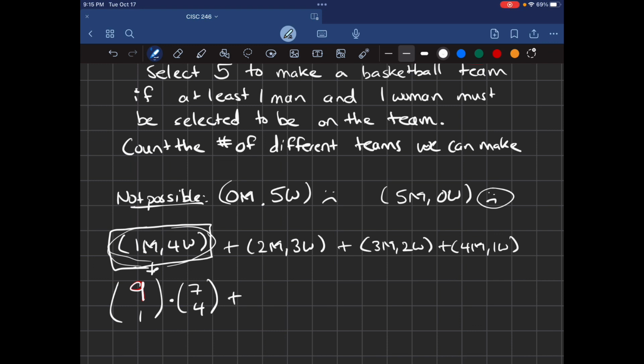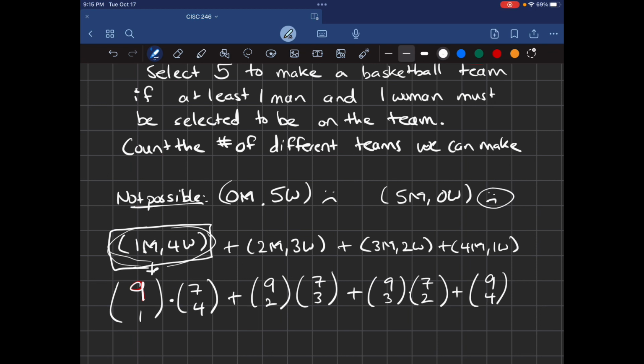Next up is this situation here. Again, I have 9 men. I'm going to choose 2 of them this time. And then from the women, I have 7 women, and I'm going to choose 3. And then the next set, I have, again, 9 men, choose 3 this time. Once I've chosen my men, using the multiplication rule, I can choose my women. 7 choose 2. And then lastly, the most men I can have on the team is 4. 9 choose 4 times I choose my woman, 7 choose 1.